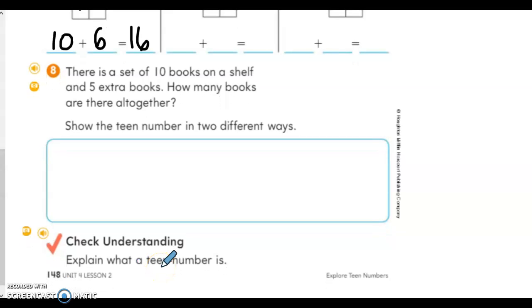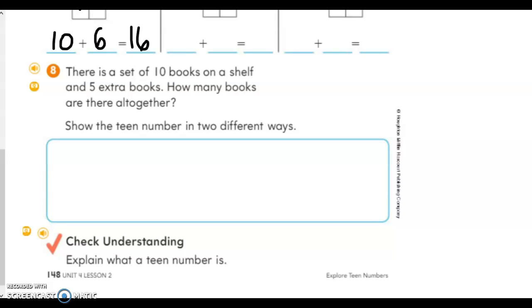There is a set of 10 books on a shelf and 5 extra books. How many books are there all together? Okay, so it wants us to show a teen number in 2 different ways. So let's just take a second and think about that. Okay, so far we've learned how to make drawings with teen numbers, and we've learned how to make equations. So those are the 2 ways that we are going to show our teen number.